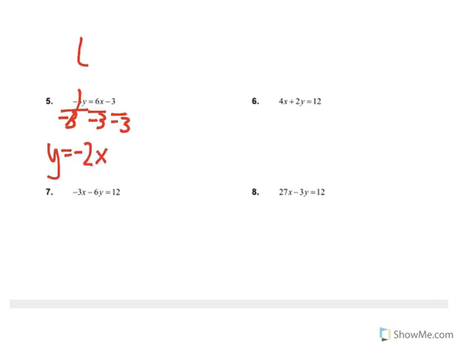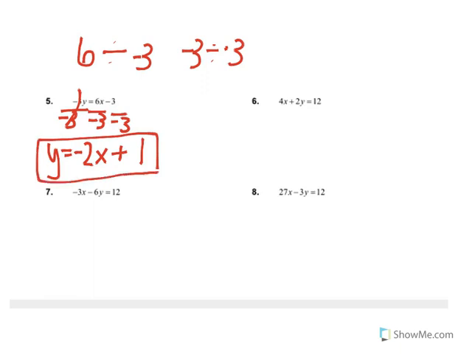Use your calculator if you don't know. Put 6 divided by -3. And then on your calculator, you're going to do -3 divided by -3. And when you do that, you get +1. And there's your answer. Y equals -2x plus 1. The slope is -2. The y-intercept is 1.